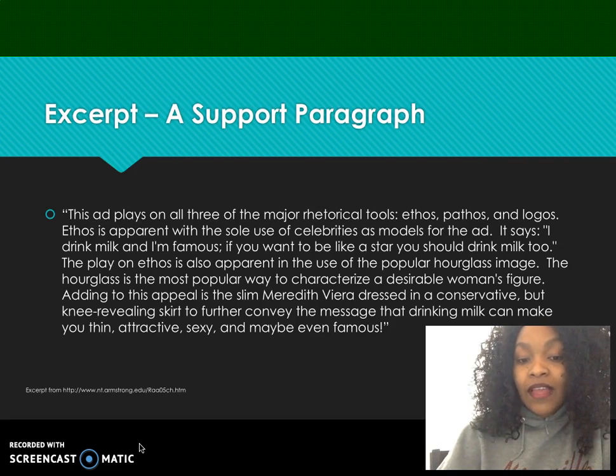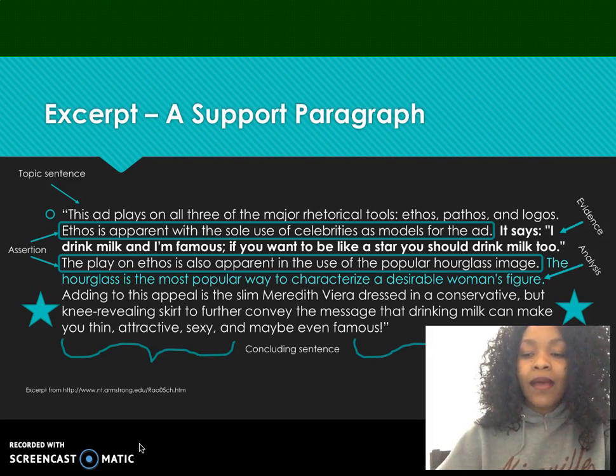Adding to this appeal is the slim Meredith Vieira, dressed in a conservative but knee-revealing skirt to further convey the message that drinking milk can make you thin, attractive, sexy, and maybe even famous. Okay, and then the citation is on the bottom there.